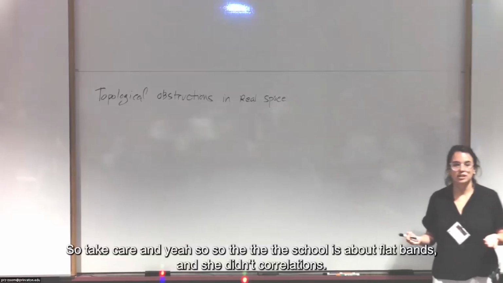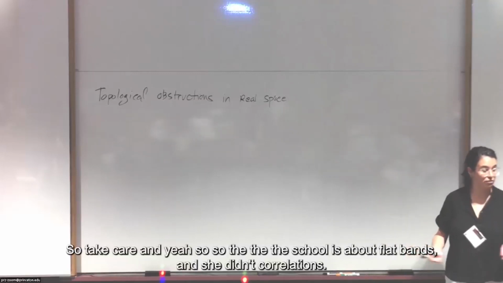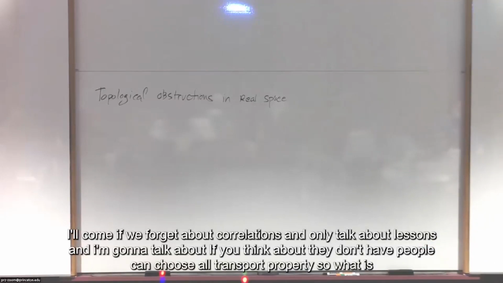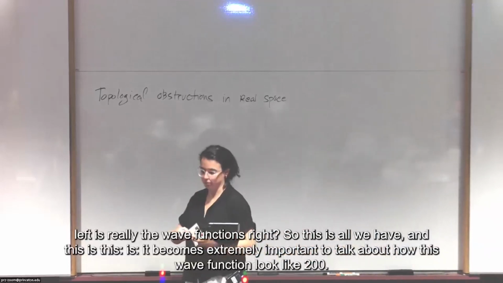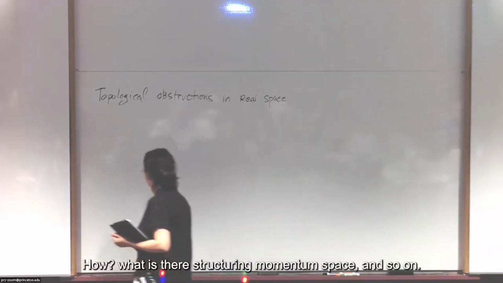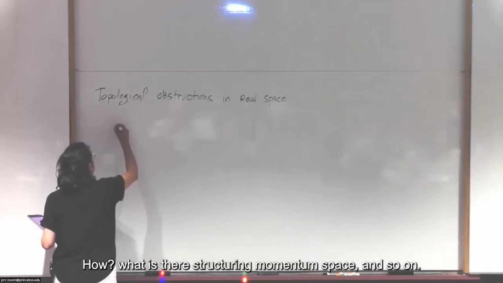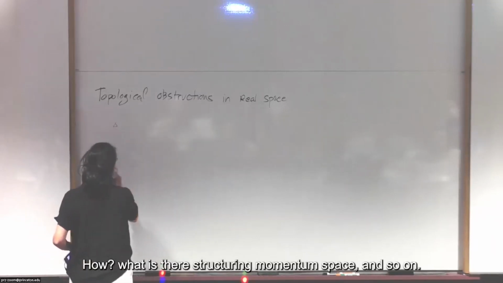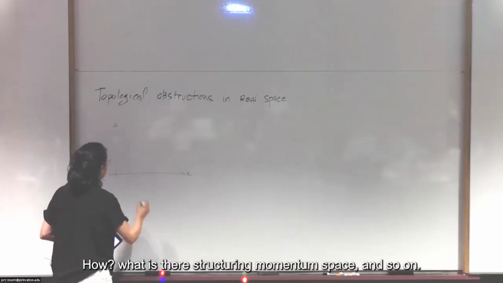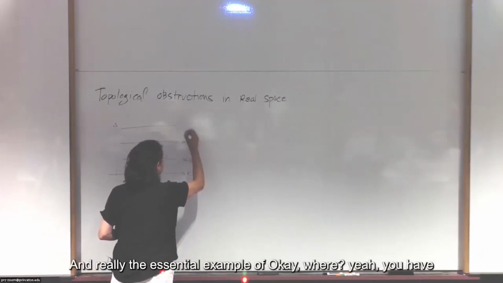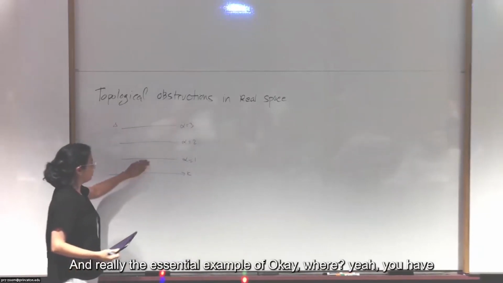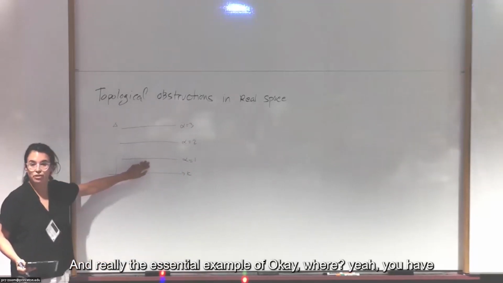So what is left is really the wave functions, right? This is all we have, and it becomes extremely important to talk about how these wave functions look, what is their structure in momentum space, and so on. And really, the quintessential example of a flat band is the Landau level. You basically have a bunch of Landau levels where the Hamiltonian is just a projector into the wave functions of this band.